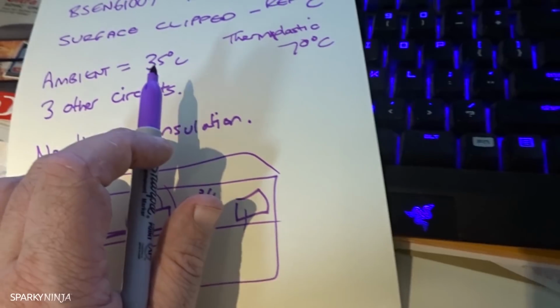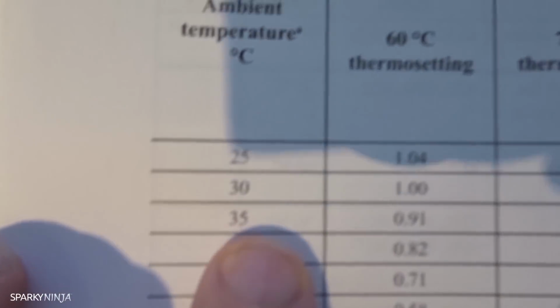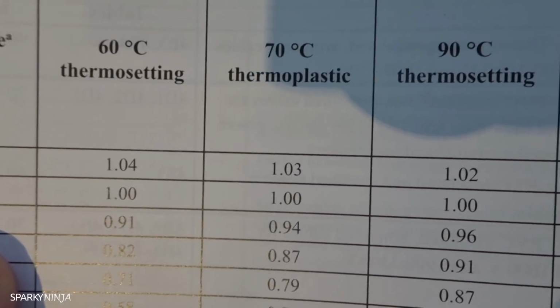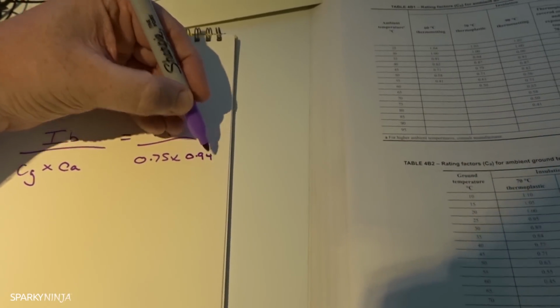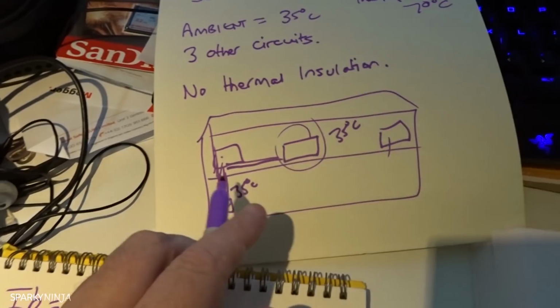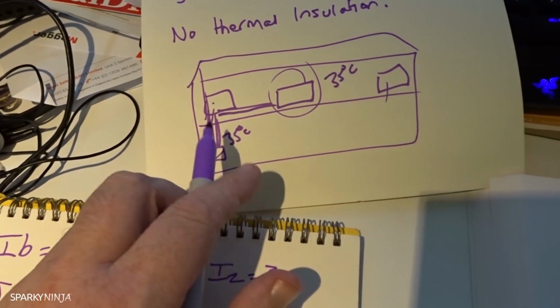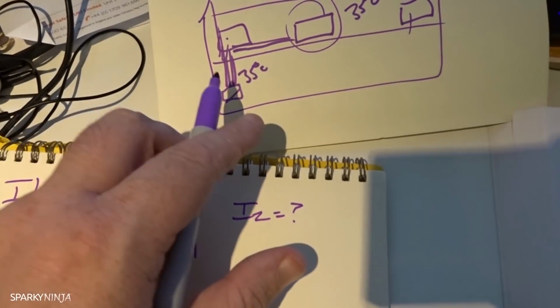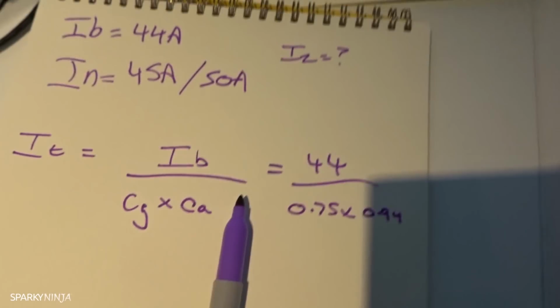Our ambient temperature is 35 degrees. So 35 degrees, 70 degree thermoplastic, 0.94. The question of do we multiply these together? Well, yes, because they coexist. They don't happen one and then the other. They coexist here.